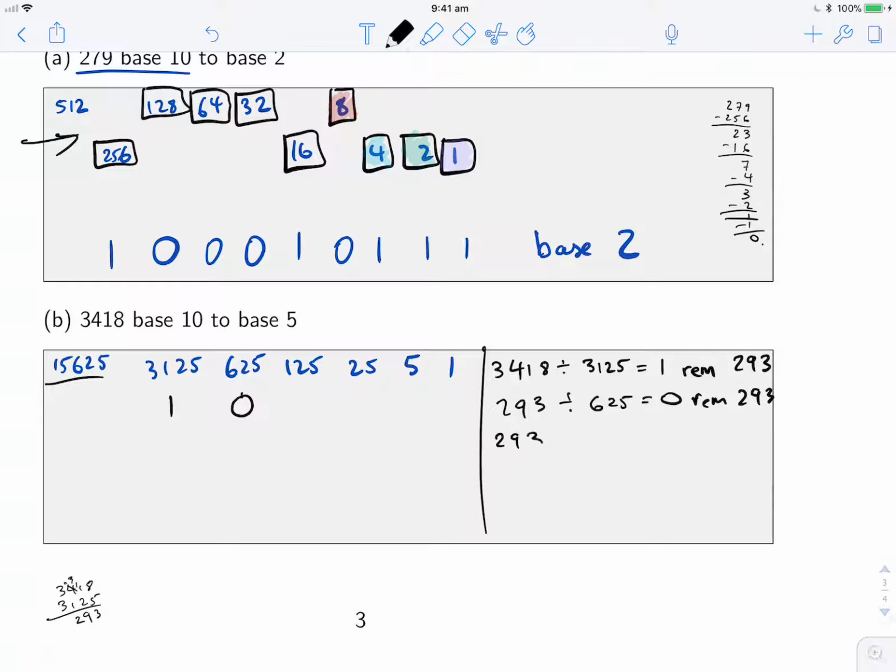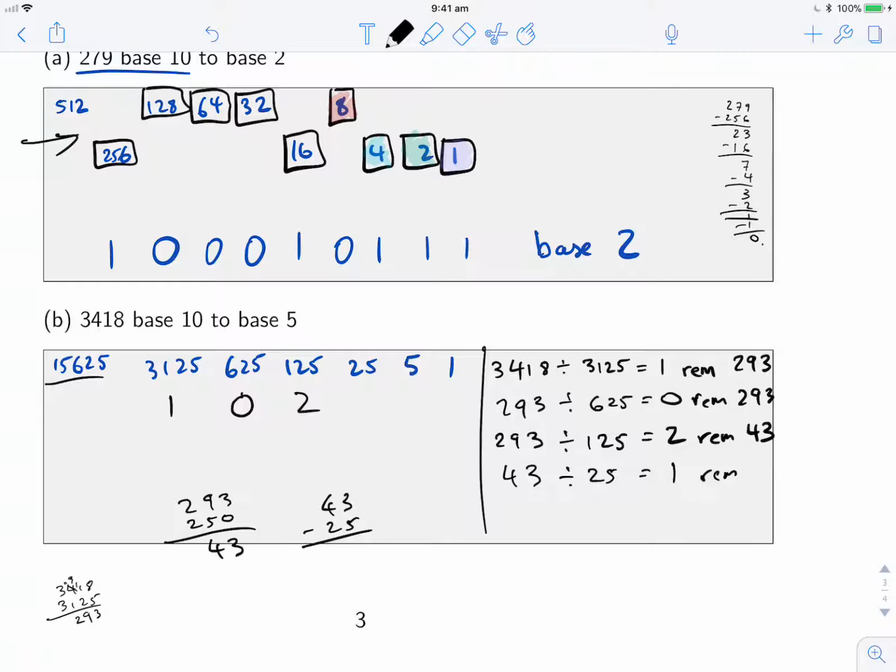So again, using our 293, how many 125s do we need? And we can use 2, because 2 times 125 is 250. And that would give us 293 minus 250 equals 43. So now we've got a remainder of 43. So we had 2 here, and then we've got 43. How many 25s? We just get 1 because 50 would be too many. And what's the remainder in this case? 43 minus 25 gives me 18.